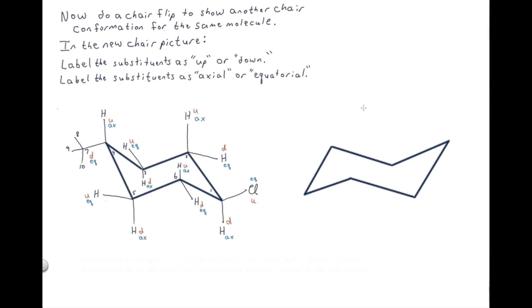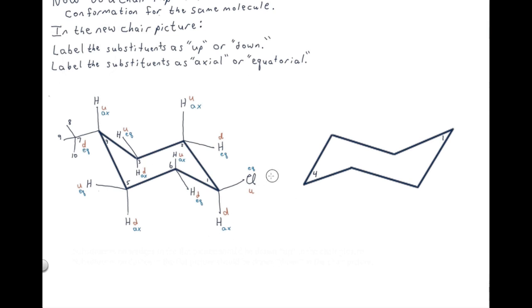Now, when you do a chair flip, the number of the far right carbon stays the same in both pictures, and the number of the far left carbon stays the same in both pictures. Carbon 1 is the far right carbon in this picture, so this far right carbon should also be carbon 1. Carbon 1 was on the far right in this picture, so carbon 1 is on the far right in this picture. Carbon 4 is on the far left in this picture, so carbon 4 is on the far left in this picture.